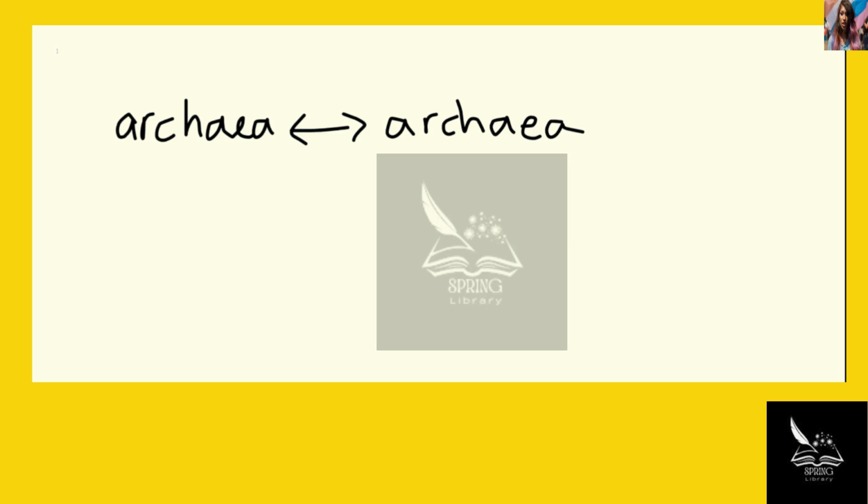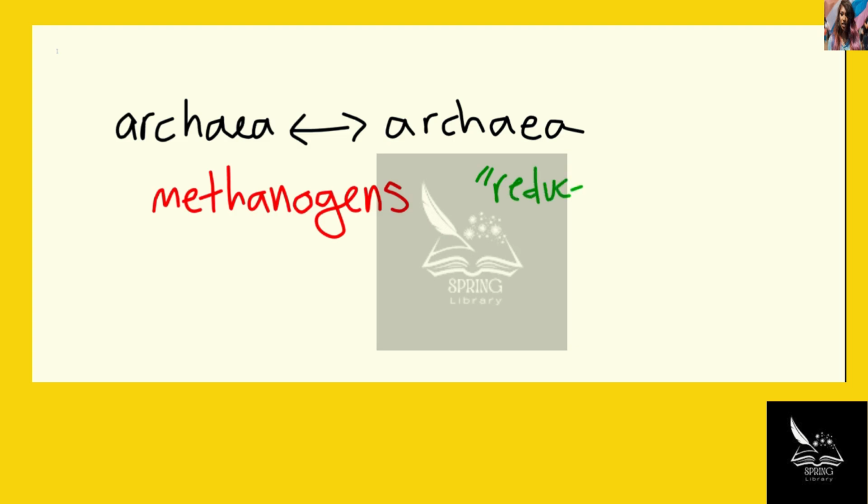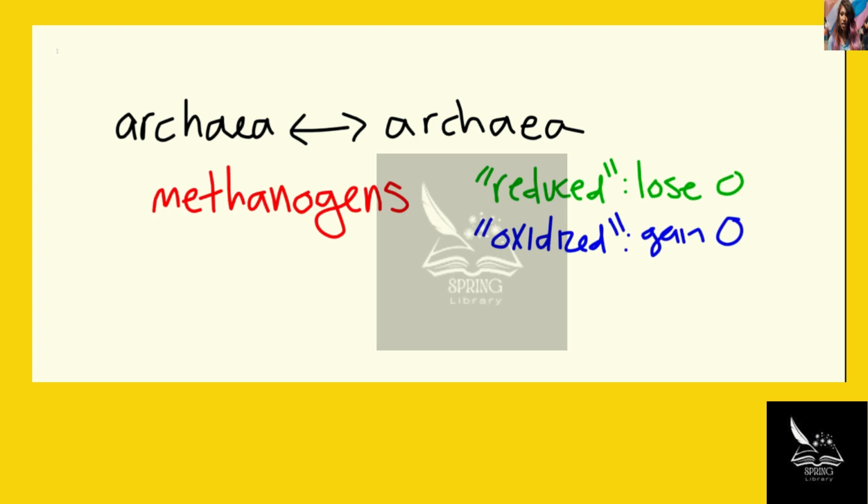Okay, so the thing to note is that these methanogens, right, they do this thing where they utilize carbon dioxide. Okay, and you'll see earlier in the textbook, it talked about reducing carbon dioxide. And for these terms, to be reduced means to lose oxygen, and to be oxidized is to gain oxygen. That sort of makes sense when we think about it a little bit.